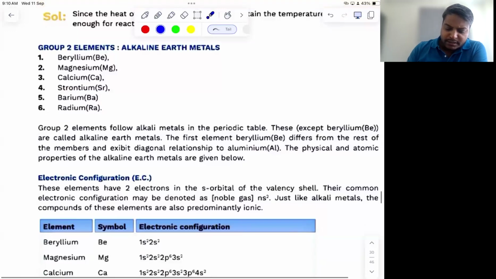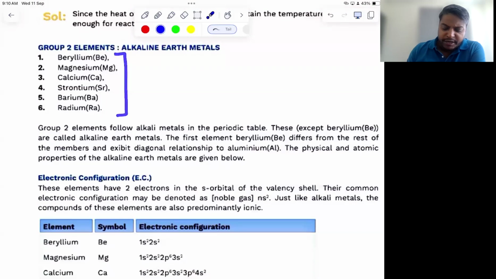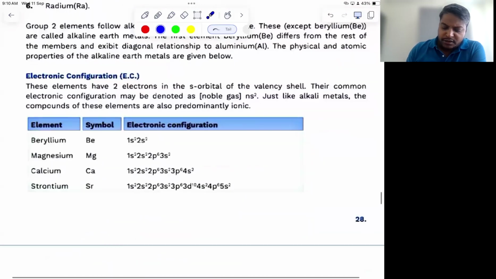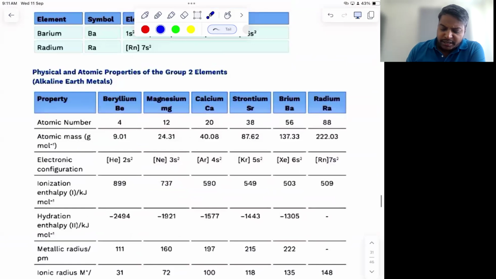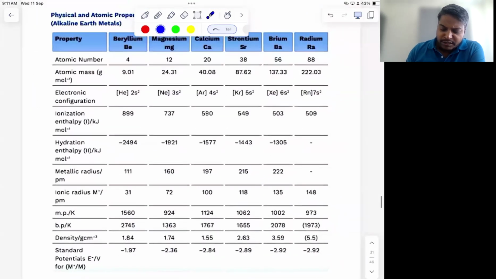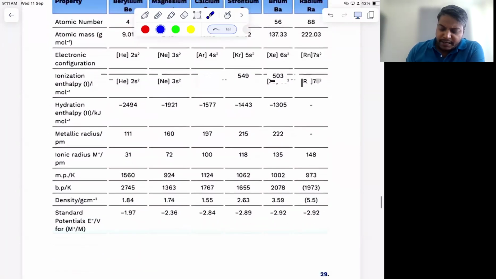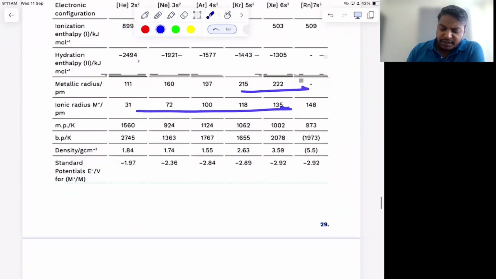Next, check out group 2 metals. Group 2 elements include beryllium to radium. The general configuration is ns2: beryllium 2s2, then 3s2, 4s2, 5s2, and so on. Atomic size increases down the group, and ionization energy decreases down the group. Hydration energy decreases down the group, with beryllium having exceptionally high hydration energy. Ionic radius and metallic radius increase down the group. Everything has a regular trend here.